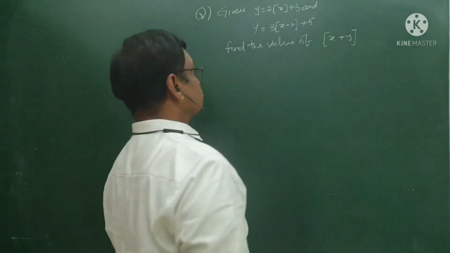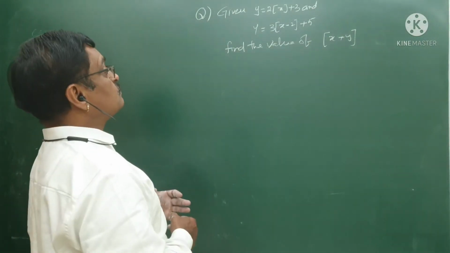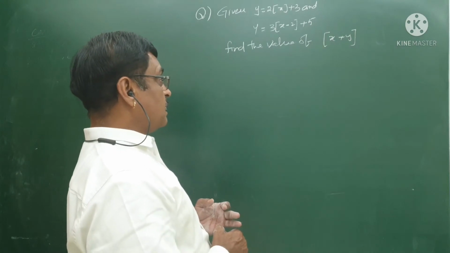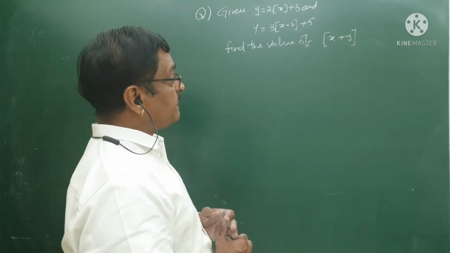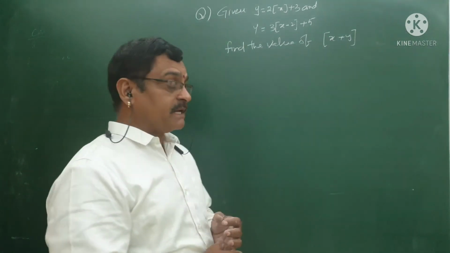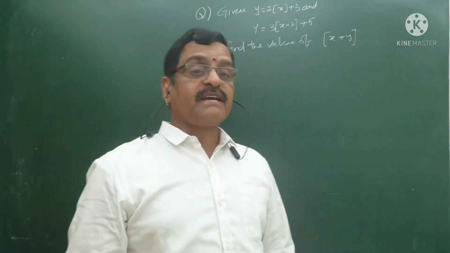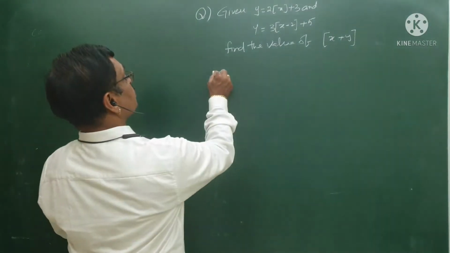Next question. Given y is equal to 2 times integral part of x plus 3 and y is equal to 3 times integral part of x minus 2 plus 5. Find the value of integral part of x plus y. Solution.